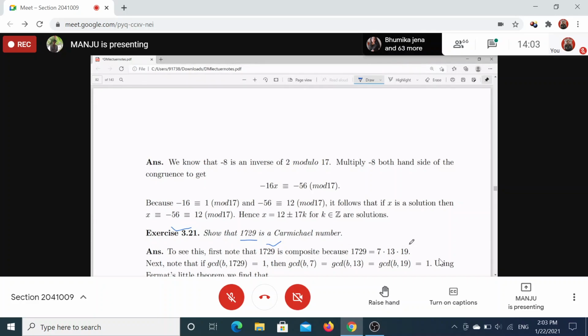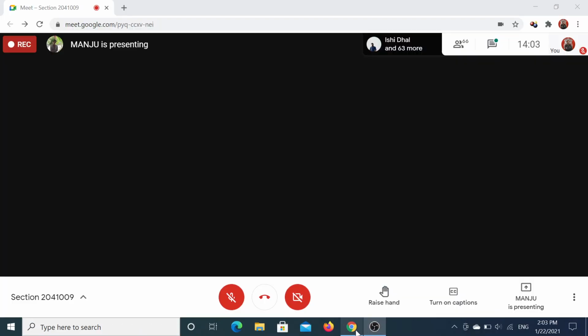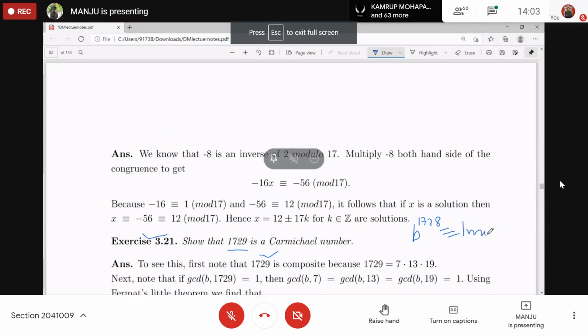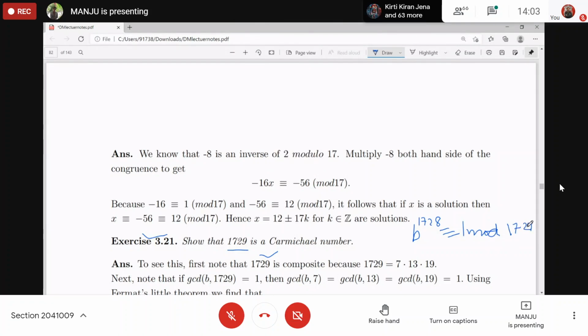Okay. So next, we show that for all the numbers b which are co-prime to 1729, it satisfies one equation, that is b raised to power n minus 1. Here we want to satisfy b to the power 1729 minus 1, so 1728, is congruent to 1 modulo 1729, right? We want to satisfy this, right? Okay.